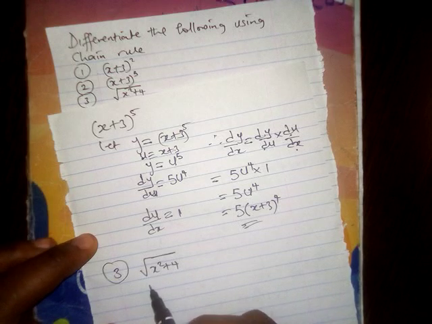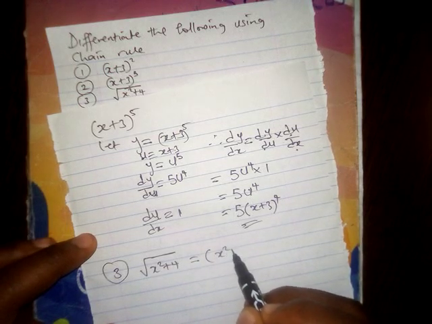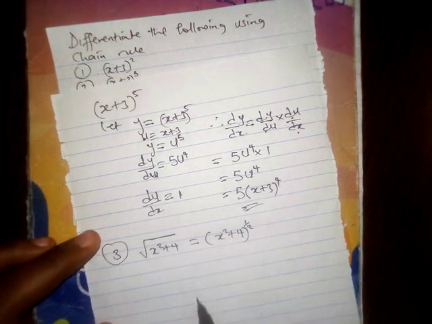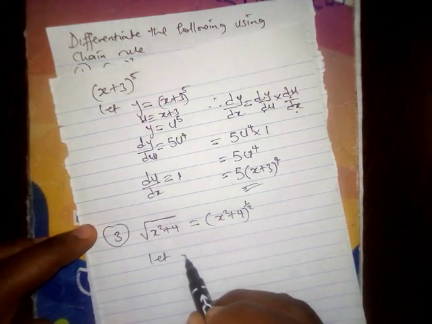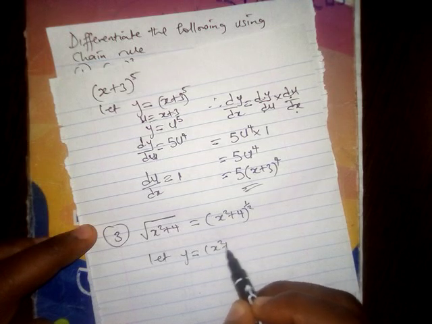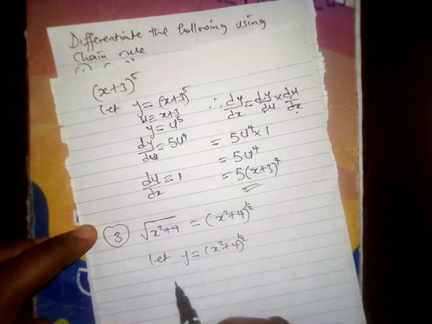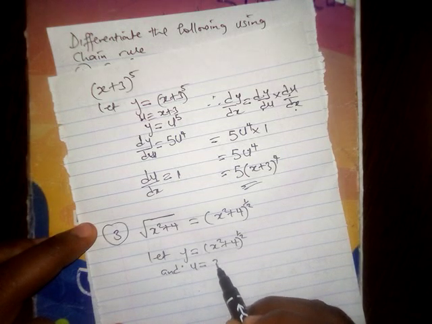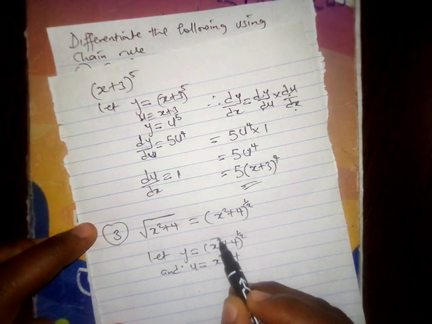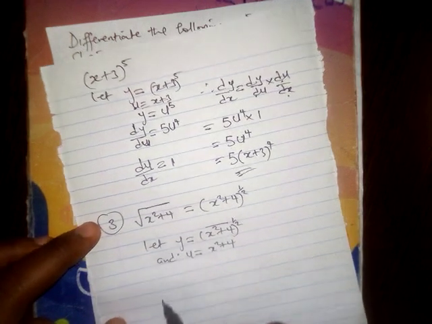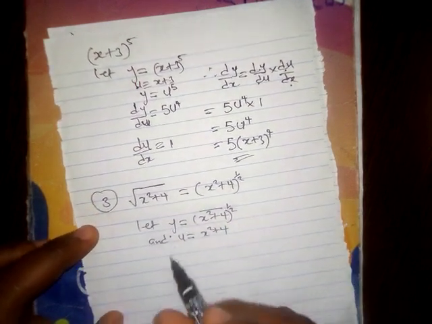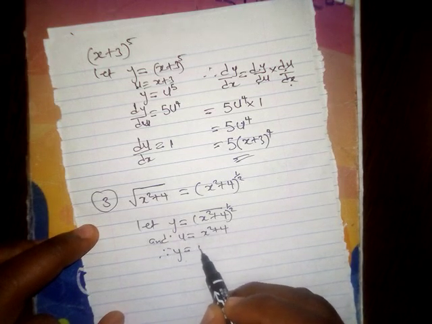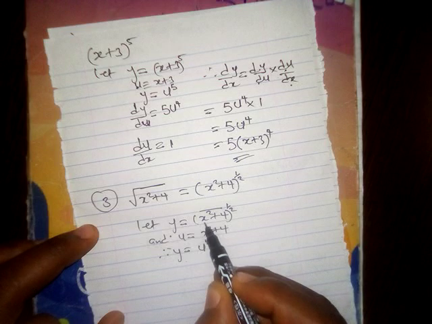Okay, which we know is the same thing as x squared plus 4 raised to the power of half by my law of indices. So what we do here is let y equal to x squared plus 4 raised to the power of half, and u equal to x squared plus 4, the inner function. Okay, so we conclude that y is equal to u raised to the power of half because u is this.